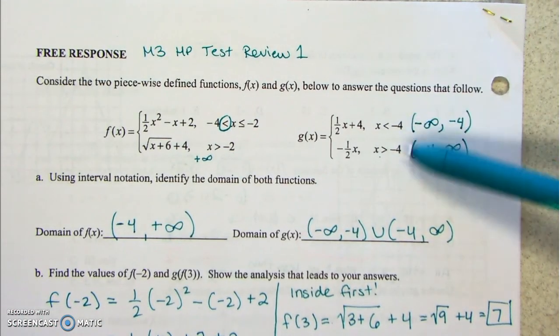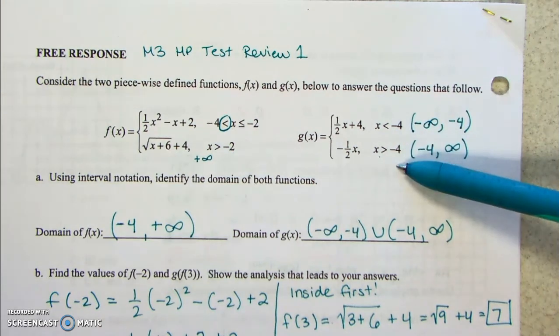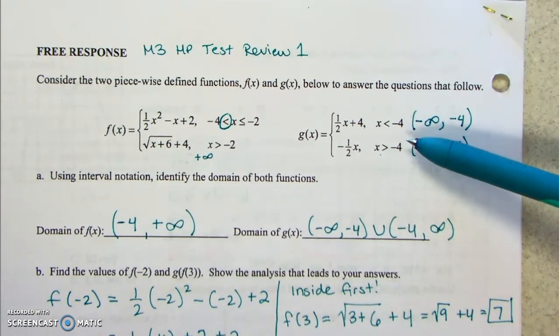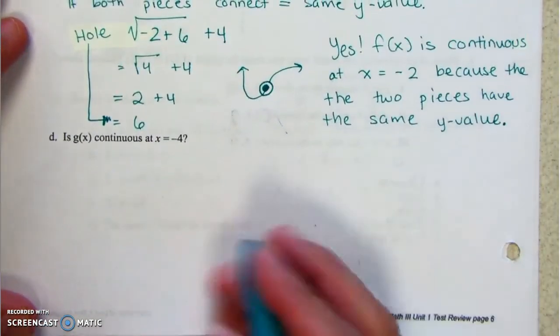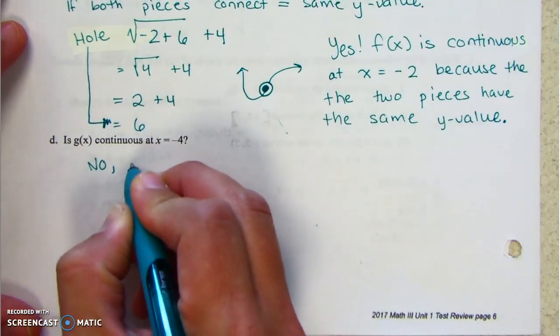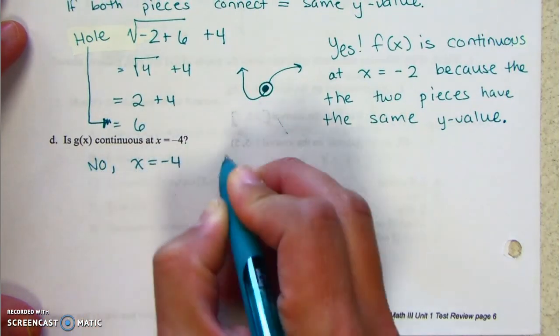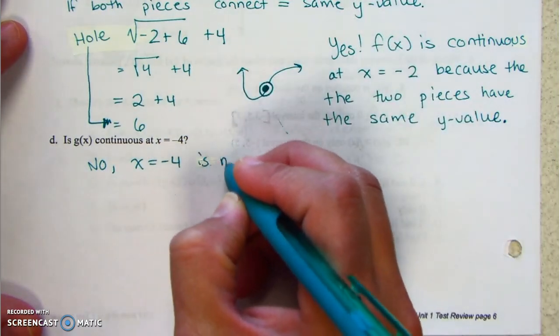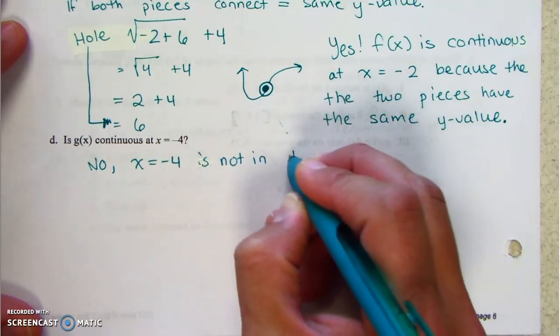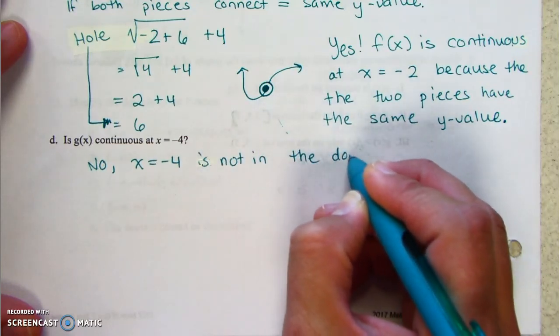So even if the holes were at the same spot, would it be continuous? No, because there's a hole. What's missing? Yeah, there's no y value at -4 at all. So is g continuous at x equals -4? No, we already said that -4 is not in the domain.